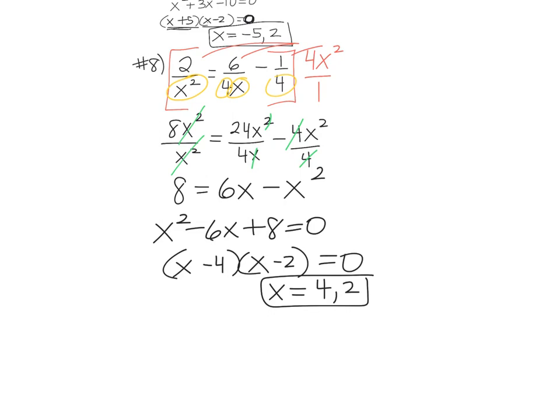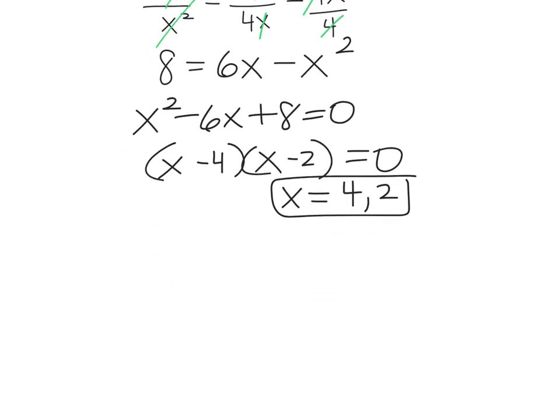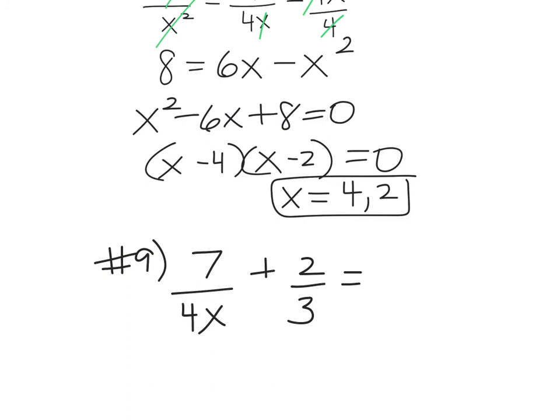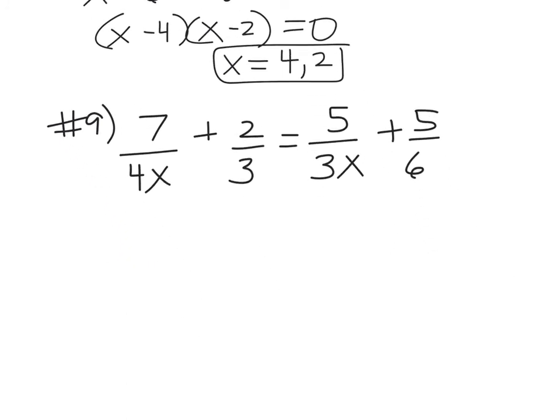All right, last one. Are you ready for it? Yeah. It's the hardest one yet. Number 9. 7 over 4x plus 2/3 equals 5 over 3x plus 5 over 6. Oh, I saved the best for last.